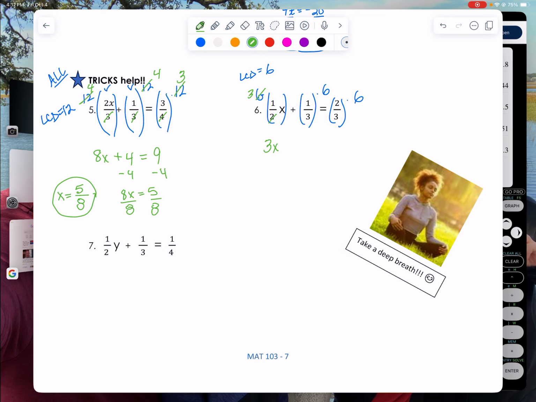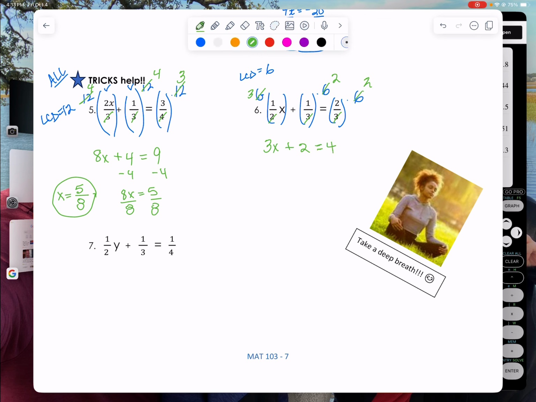And then the next part is plus 1/3 times 6. So notice the 3 on the bottom, again, will go into the 6 2 times this time. So I'm left with plus 1 times 2. So that's going to give me a plus 2. And then finally, I have 2/3 times 6. So 3 goes into 6 2 times. All I have left is what's on top, and that's 2 times 2. So that's going to give me 4.